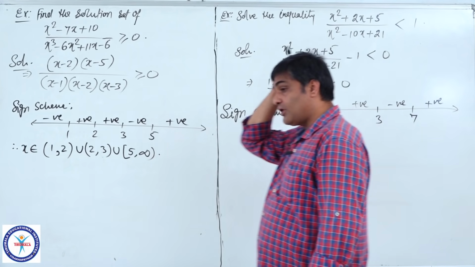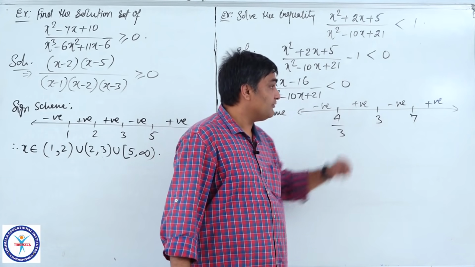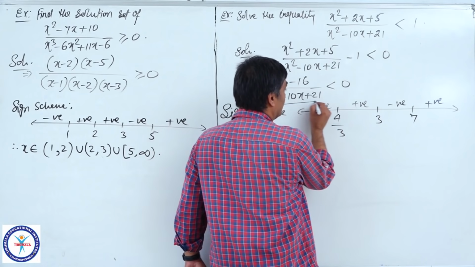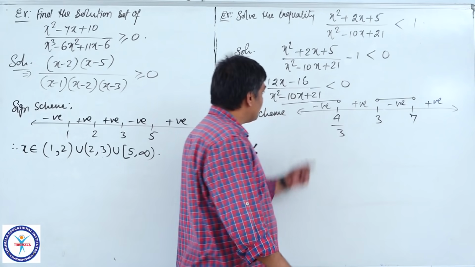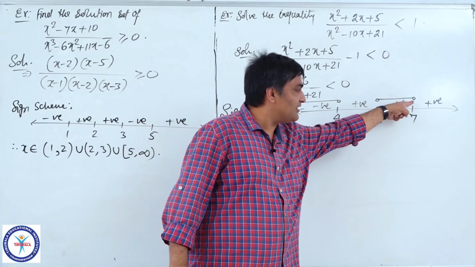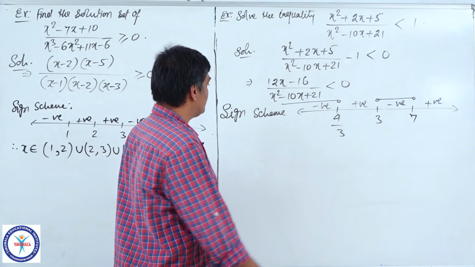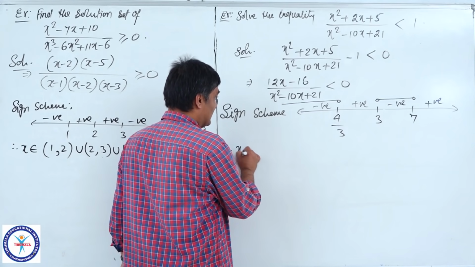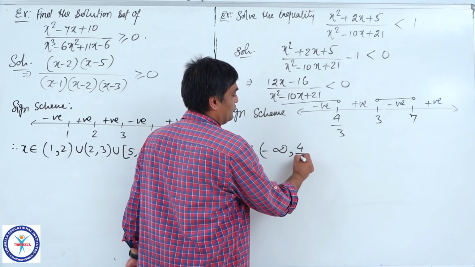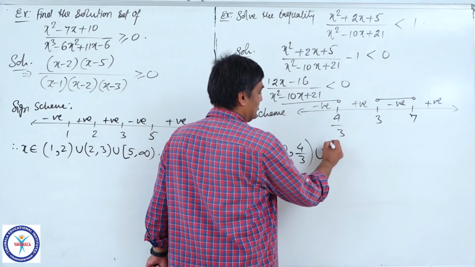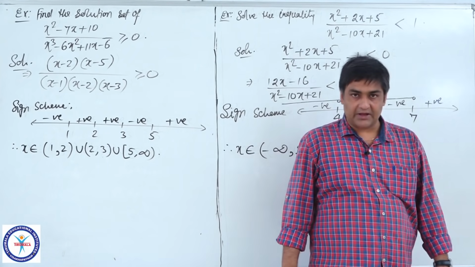Now we have to solve for less than 0. So where are negative values? We can write like this also on number line. We can indicate solution like this. Where negative? Why this a small circle? Open interval. Okay. So therefore, we can write the answer as x belongs to minus infinity to 4 by 3 union 3 to 7. Okay.